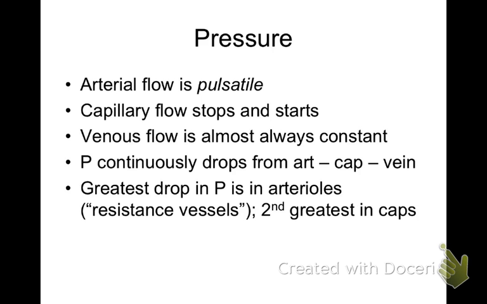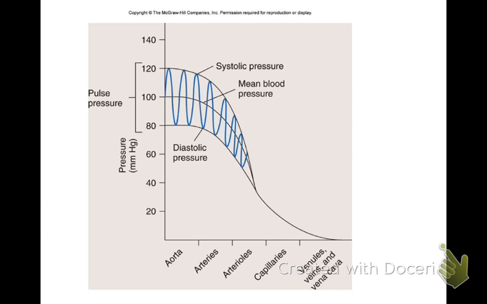Those are called the resistance vessels because they're going to drop the pressure so that it's not too high to burst your capillaries. The second greatest drop is in the capillaries because you actually lose fluid in the capillaries. Not all the fluid that leaks out of capillaries leaks back in, so you have a loss of blood volume in capillaries. Here's the diagram. So you can see the pulsatile flow, the diastolic and systolic pressure being marked. Where they have the line for mean blood pressure, that's not really correctly calculated.